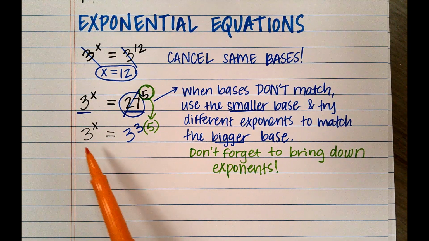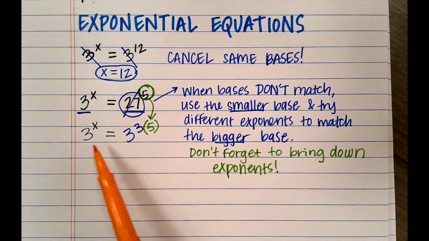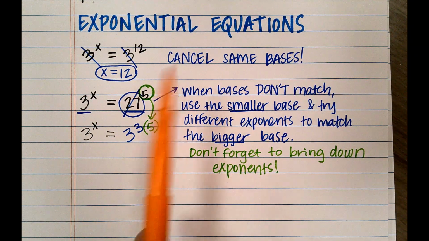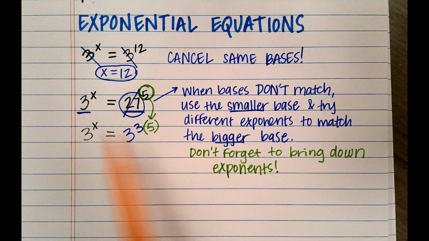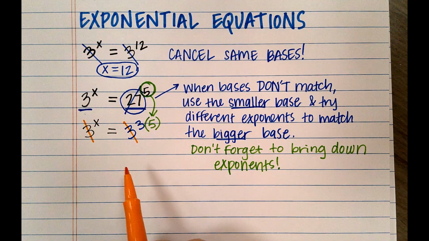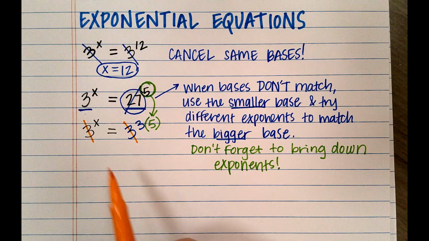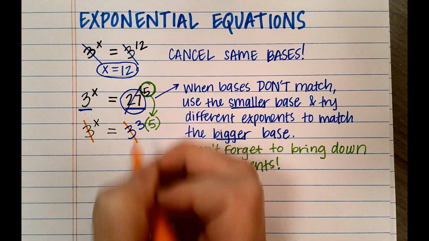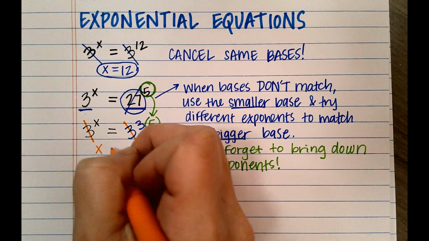What's the same now? Cancel out your bases. When we have the same bases, which now we do, we have 3s, I can cancel them. And then what comes down? X equals 15, or X is 3 times 5.